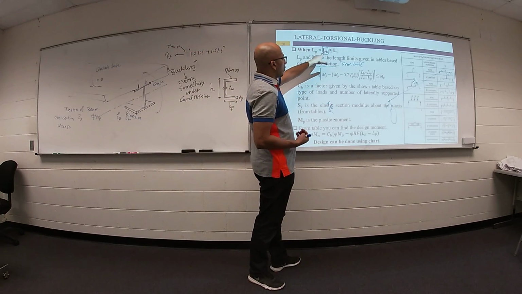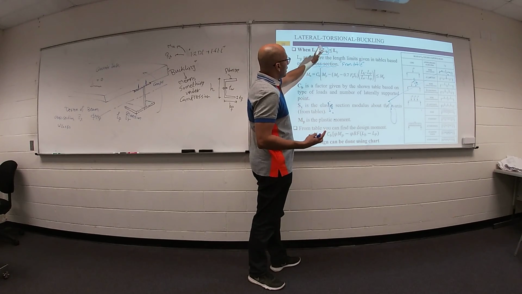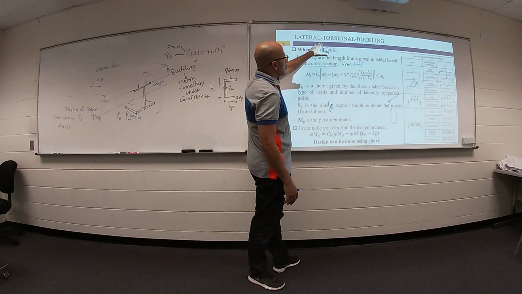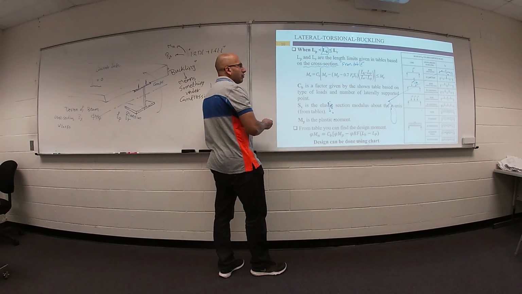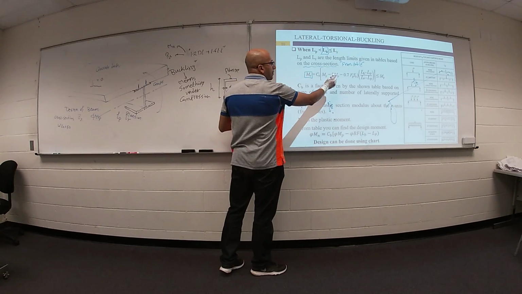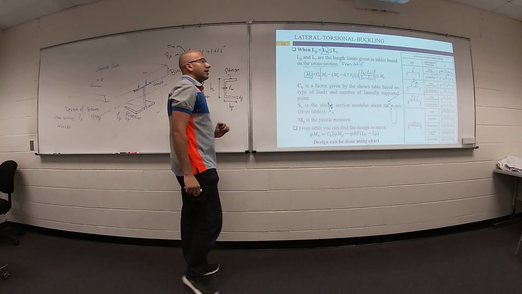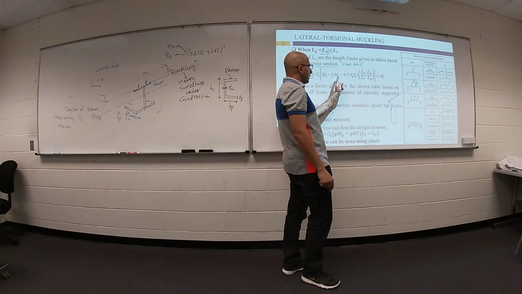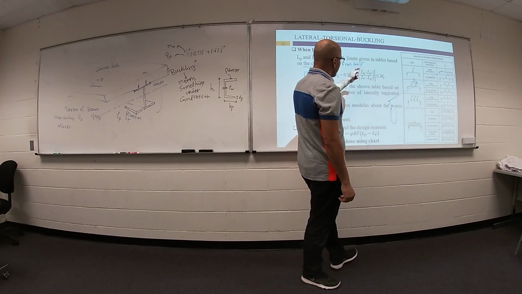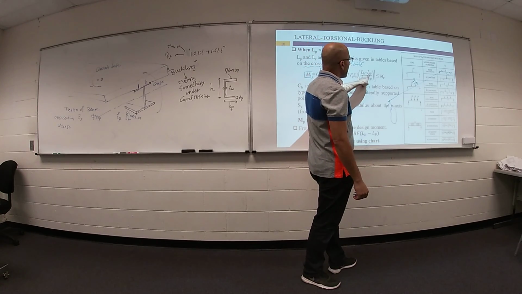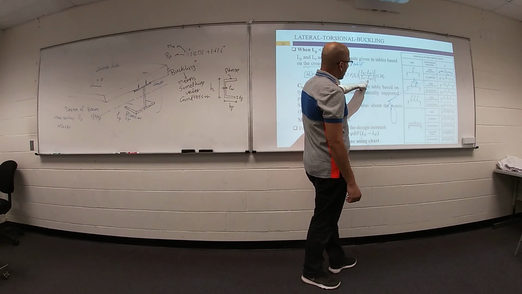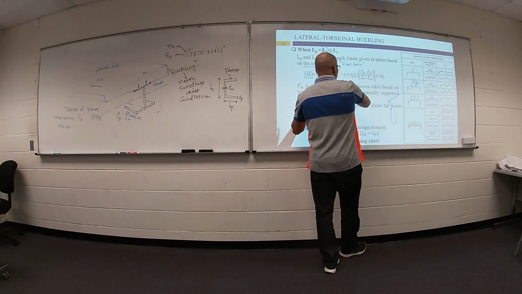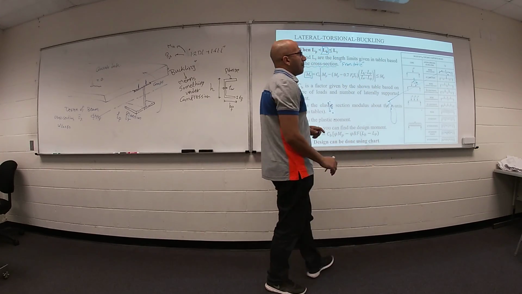If your unsupported length of your compression flange is in between, that means we are under the effect of lateral torsional buckling, and we need to calculate your nominal moment based on this equation: CB times M plastic minus M plastic minus 0.7 FTL SX times LB minus LP divided by LR minus LP, all of this stuff times CB, and this term must be smaller than or equal to MP.